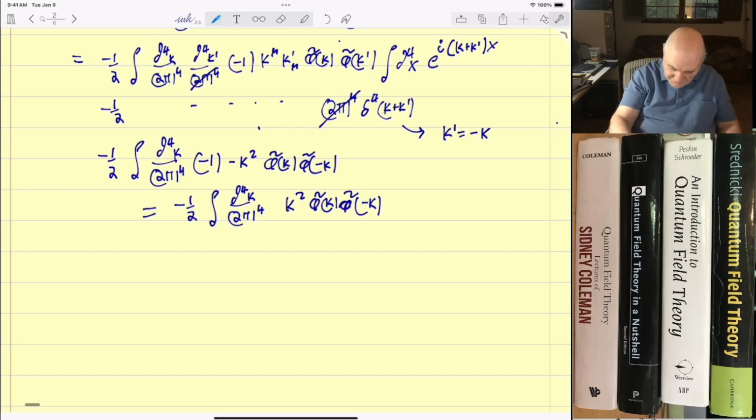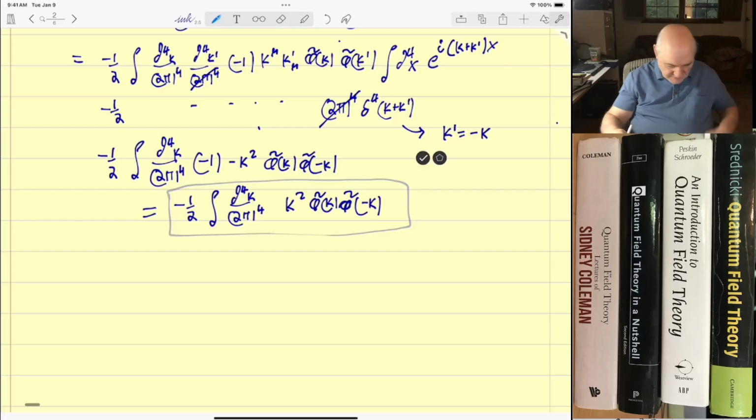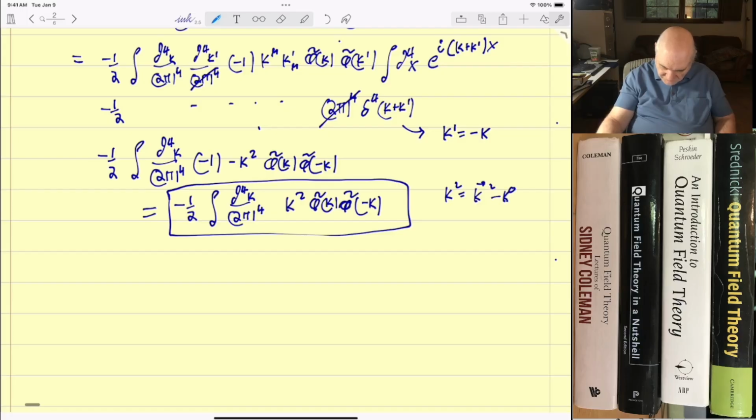Okay, so that gives us the answer for that one term. And of course k squared is equal to the vector k squared minus k0 squared.